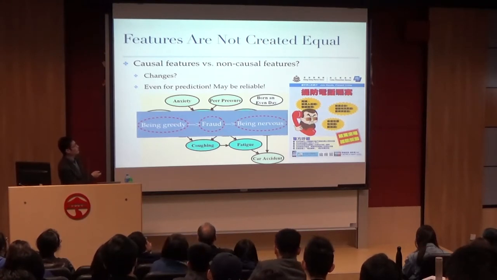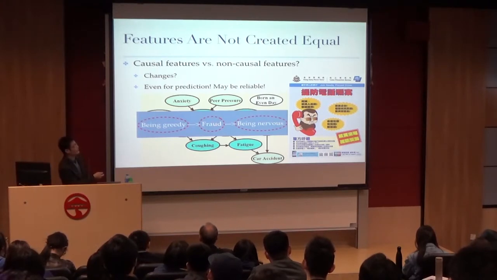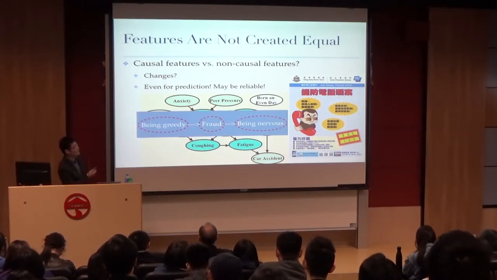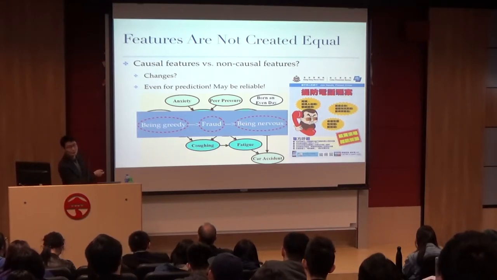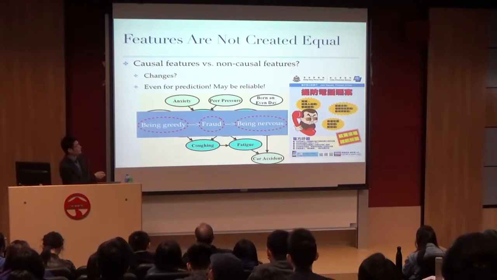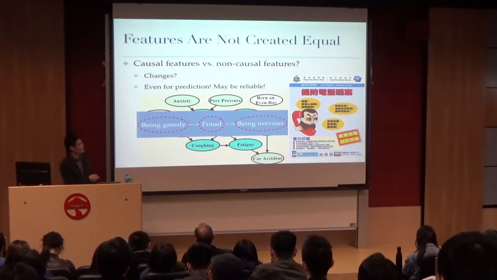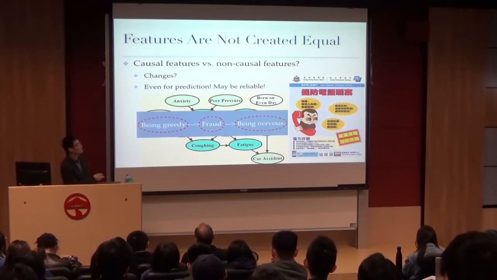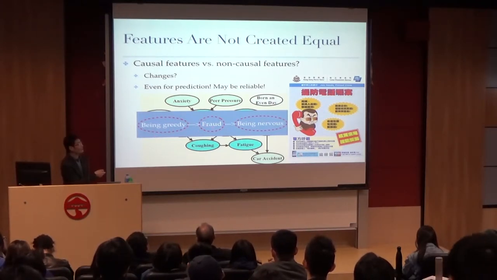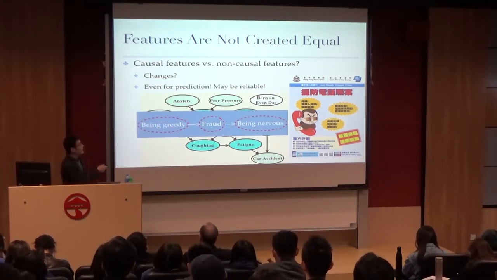Being greedy is a cause for the person to be a fraud. And for fraud, clearly, when a guy is doing something evil, he's nervous, right? So we have this very, very simplified causal picture. Now, if you want to detect whether this person is a fraud, you can make use of both of them, right? Clearly, they're useful. However, you can see this one is really reliable to make use of as a feature. But this one, sometimes it's dangerous to use.